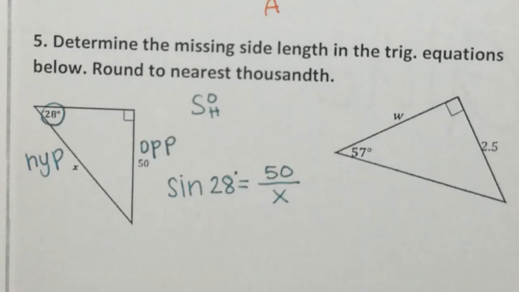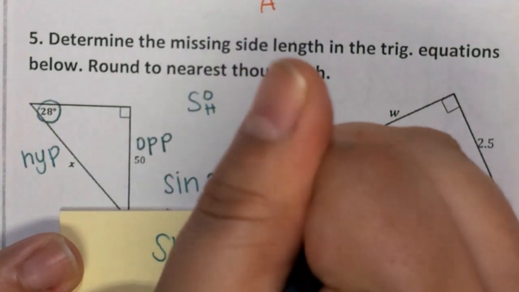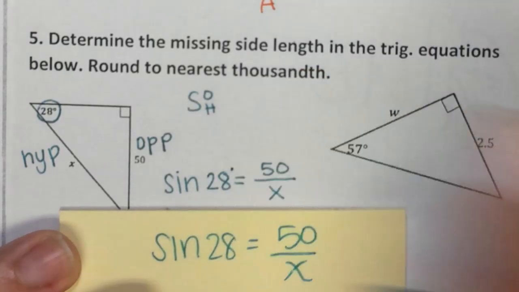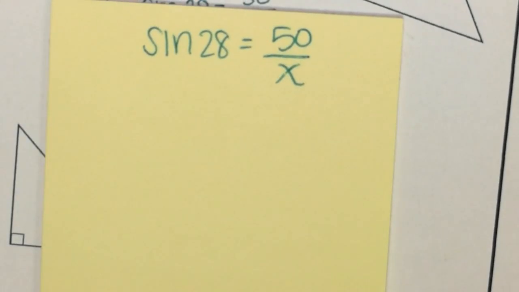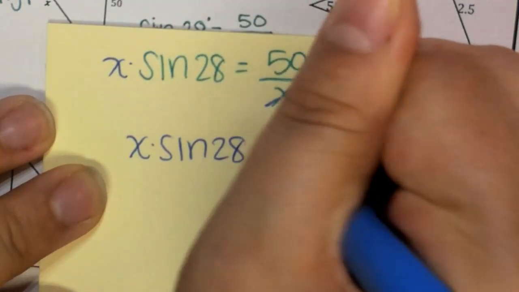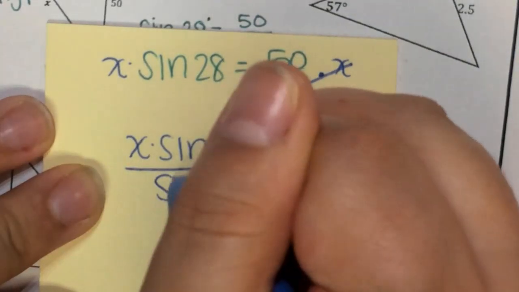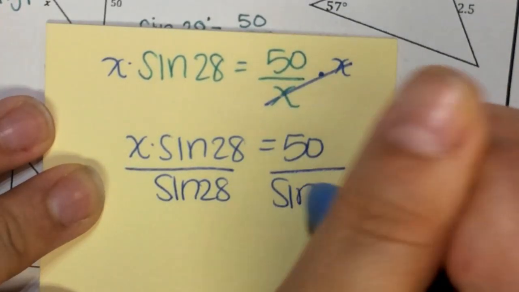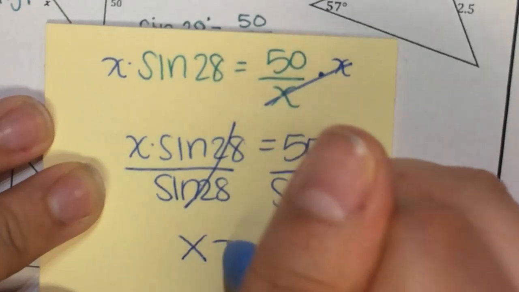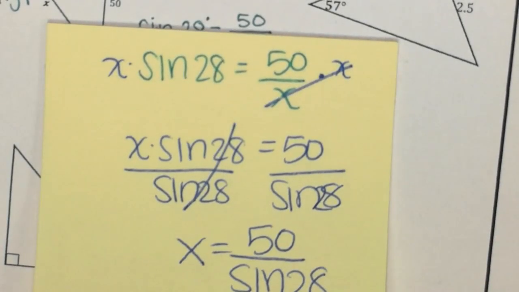All right, I want to show you something. Don't write this down. Look up. Do y'all agree that if I wanted to get x by itself here, what would I do first? Wouldn't I multiply both sides by x? And that would give me x sine of 28 equals 50. How do I get x by itself? And then I get x equals 50 over sine of 28. That is correct. That's how I would do this.